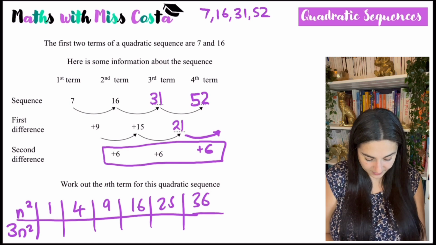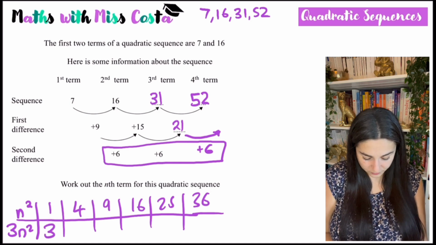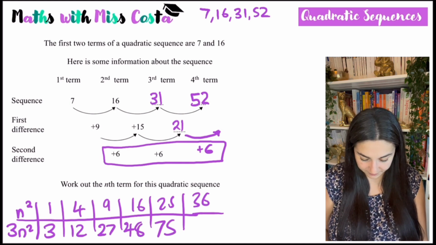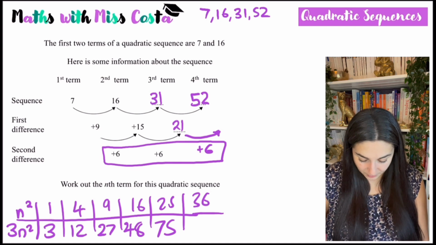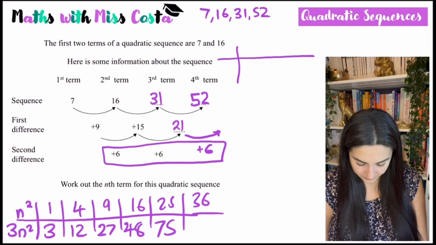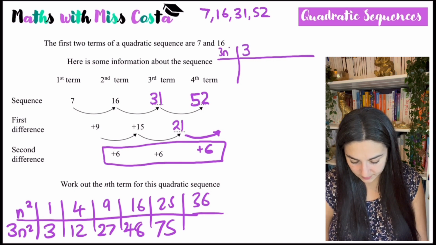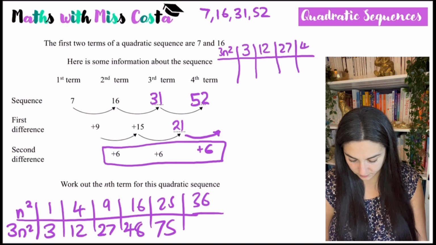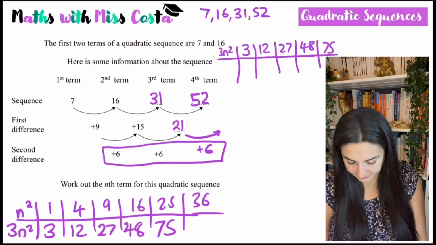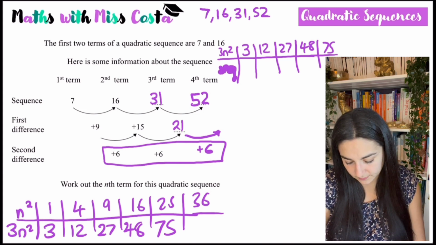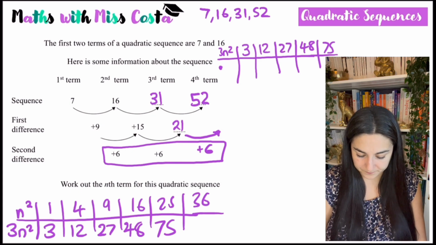So 3n squared: 1 times 3 is 3, 4 times 3 is 12, 9 times 3 is 27, 16 times 3 is 48, 25 times 3 is 75. So I know that my sequence is going up in the 3n squared, so let's just write it up here. That would be 3, 12, 27, 48, 75. It's going up in the 3n squared times tables. However, my sequence, oh, that's gone really big.